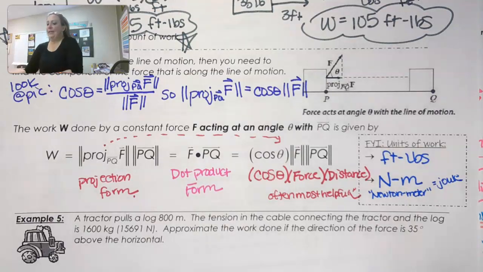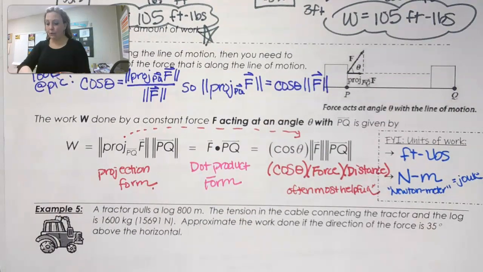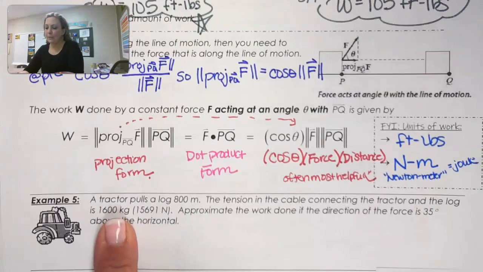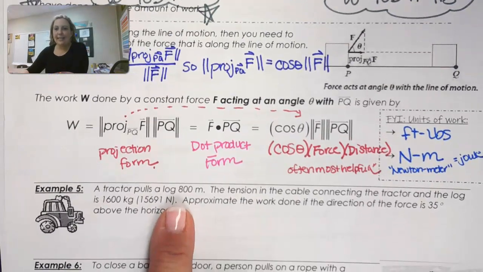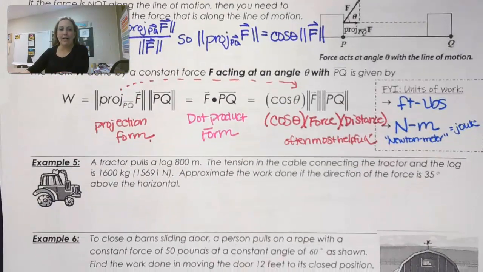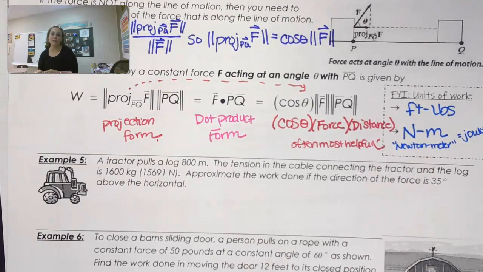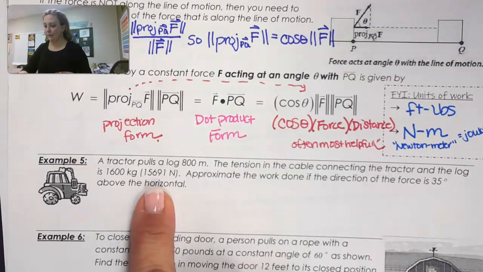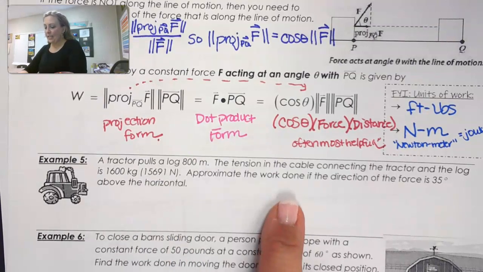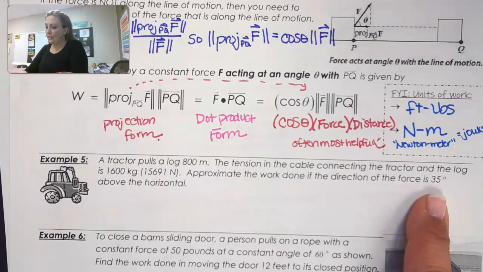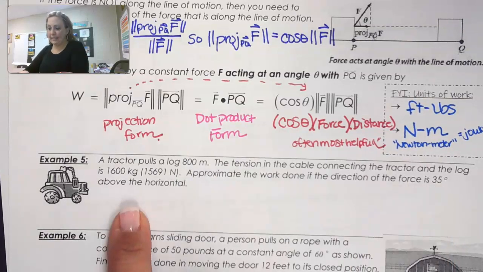But let's look at how we can use these different work formulas. Let's say a tractor pulls a log 800 meters. The tension in the cable connecting the tractor and the log is 1,600 kilograms, or 15,691 newtons. Approximate the work done if the direction of the force is 35 degrees above the horizontal.